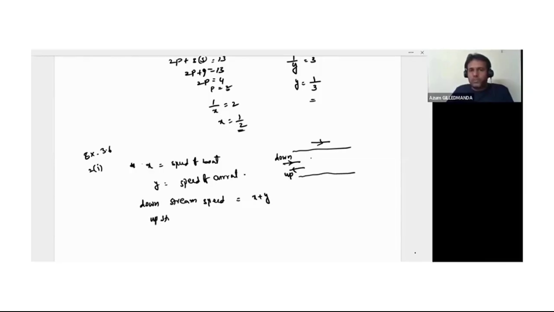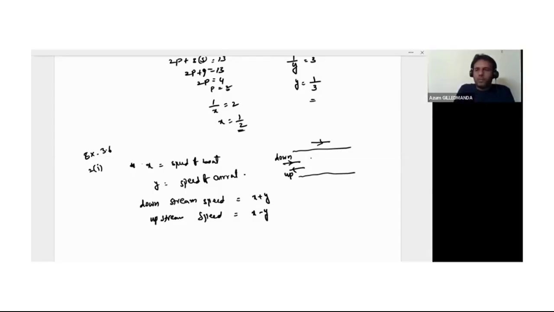Similarly, in the upstream, you will have a resistance of the speed of the water, right? The stream will push you back. So that means X minus Y. The speed of the boat is your boat speed minus the stream speed. So downstream, it is plus Y, the boat speed plus the stream speed. But in upstream, it is boat speed minus the stream speed. So X minus Y. This is good.